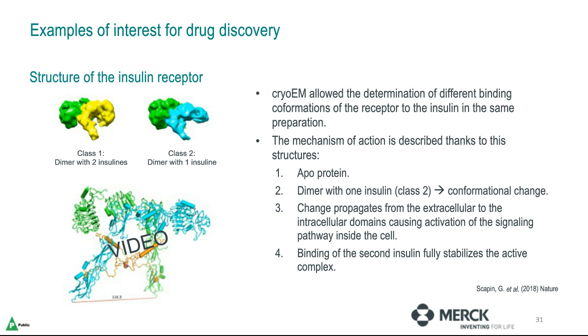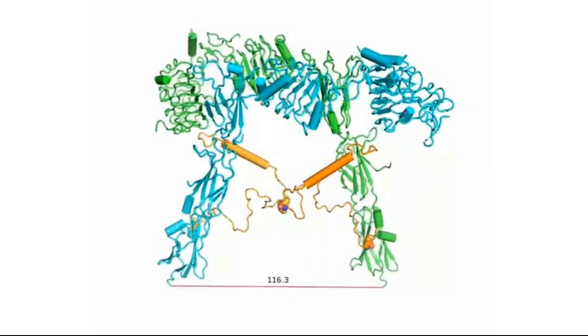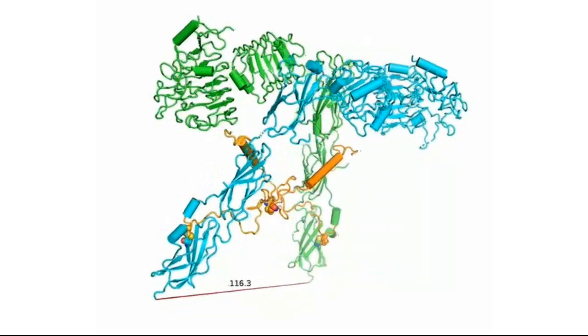It has a portion that is exposed to the outside of the cell, called the ectodomain, and a portion that is inside the cell. When the insulin binds the ectodomain, it triggers a conformational change that sends a signal inside the cell, and you're going to see that in the next video. By CryoEM, Giovanna saw the structure of the ectodomain portion and was able to infer the mechanism of action that we can see in the video.